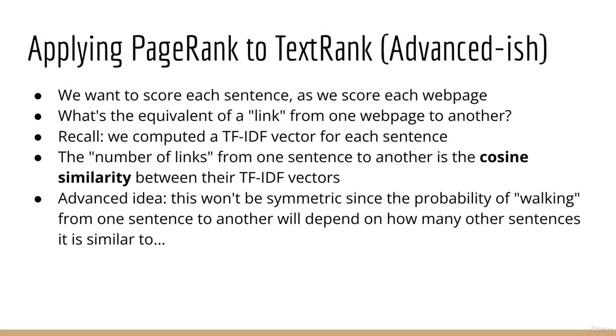But note that this is not symmetric, even though cosine similarity is. And this is because if this one authoritative sentence has a high cosine similarity to many other sentences, the probability of taking a random walk to any of those other sentences will be small, because it has to spread out among those sentences. In other words, if you take a random walk among the sentences, using cosine similarity as a proxy for the number of links from one sentence to another, you will eventually have a higher chance of landing on a more authoritative sentence.